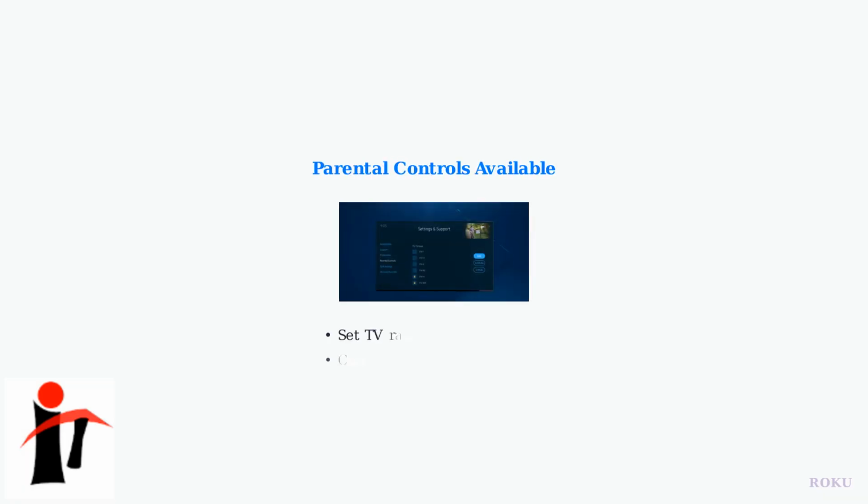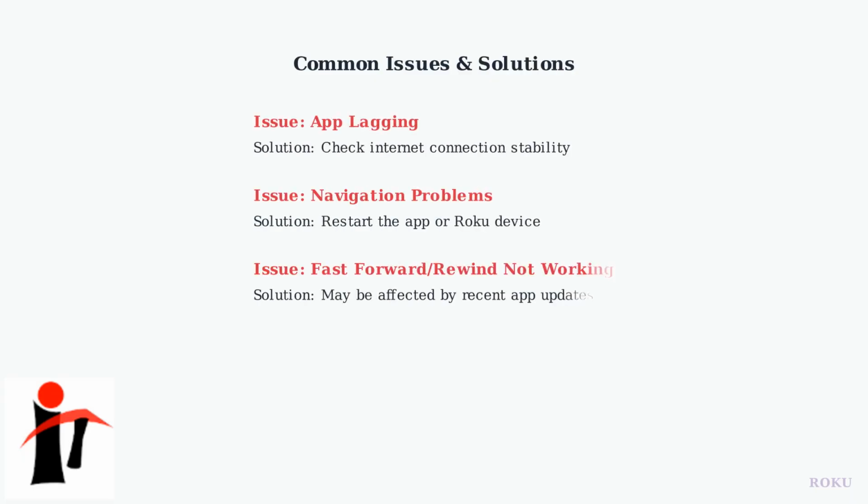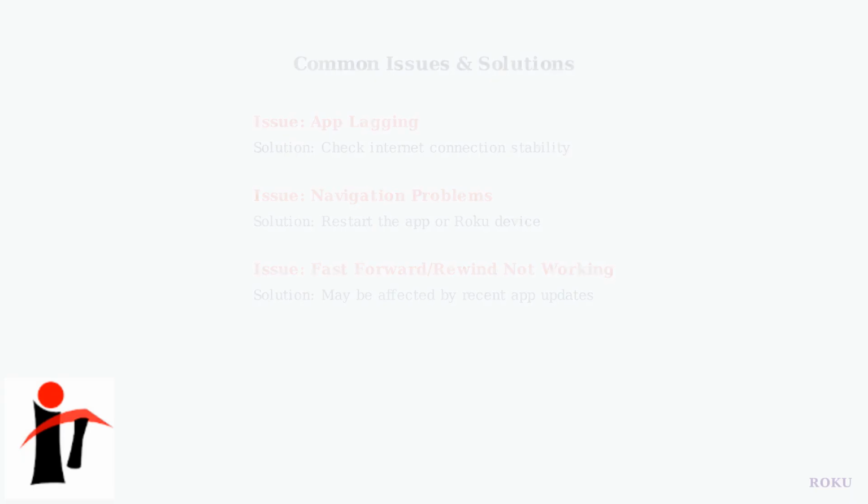Parental controls are available to manage what content is accessible in your household. You can set ratings restrictions and control access to specific types of programming. If you experience lagging or navigation issues, first ensure your internet connection is stable. Some users have reported problems with app updates affecting functionality, such as fast forward and rewind features.